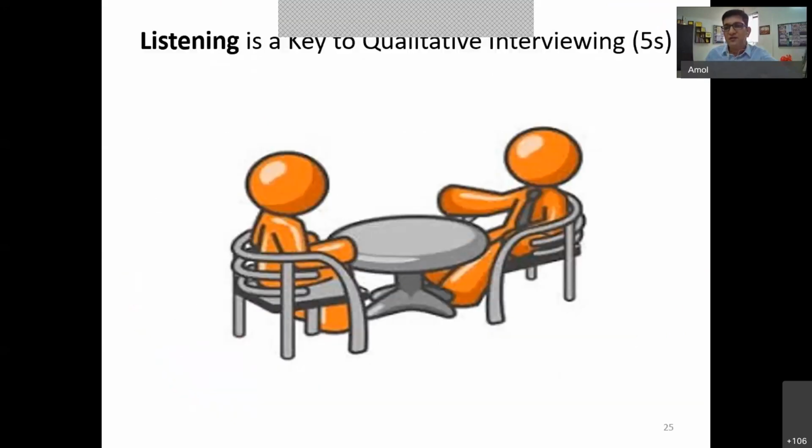And when you actually go for a one-to-one interview, don't pay too much attention to asking questions. Of course, they are important. You have to practice it to do that. But pay attention to listening, to what the respondent is saying. And your next question should be based on what that person has just said to get more in-depth information for your interview. So listening is key.